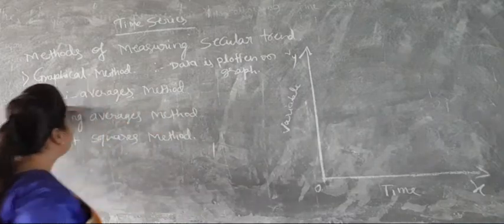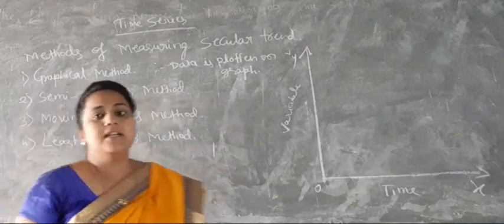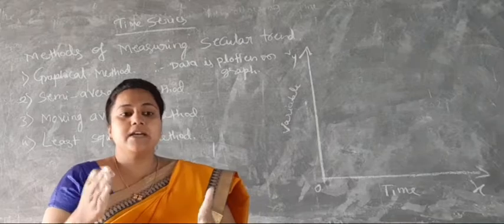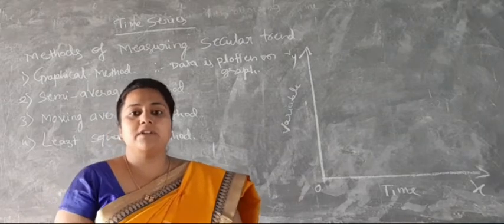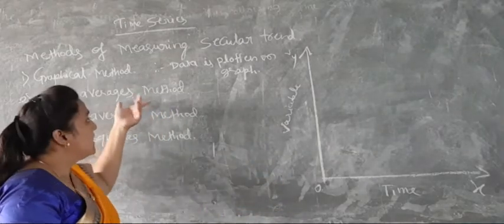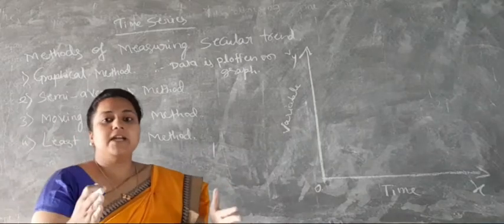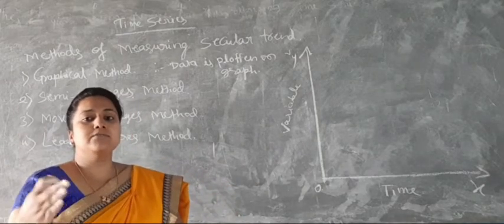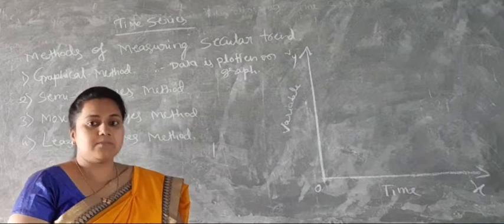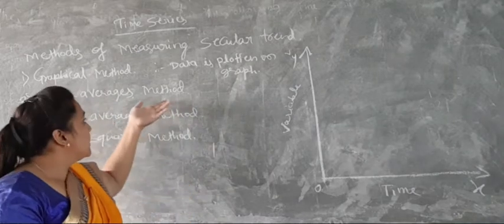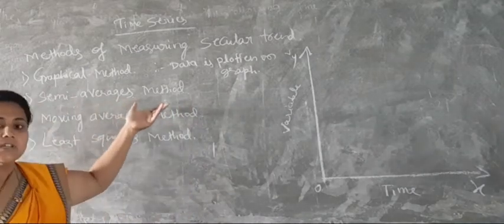So the second method is the semi-average method. In this method we are dividing the data into two equal parts, and we calculate two different averages. So that it is called the semi-average method.